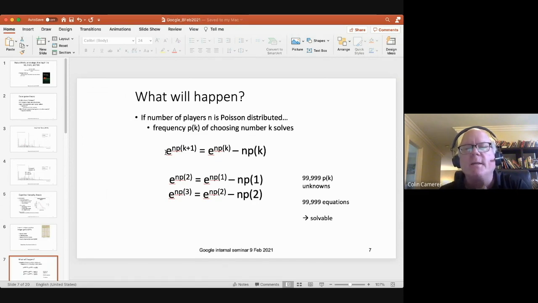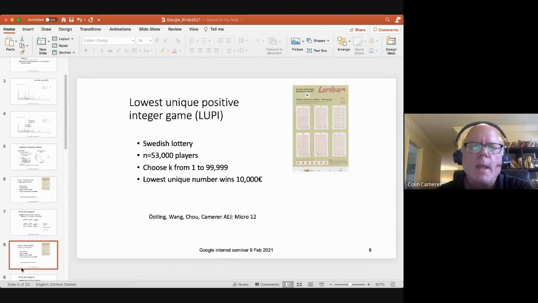But the game we solve is this loop we call the loopy game, lowest unique positive integer. I'm going to solve it for a fixed number of players. So it's, as I guess some of you would say, non-trivial. But if the number of players is not fixed, but has this distribution itself, then it can be computed and solved anyway.